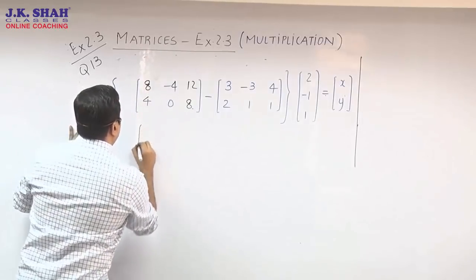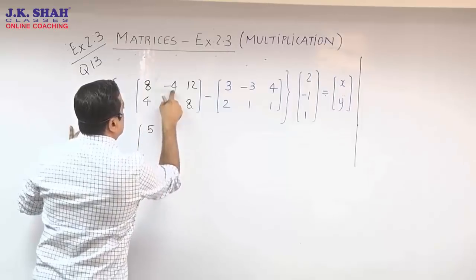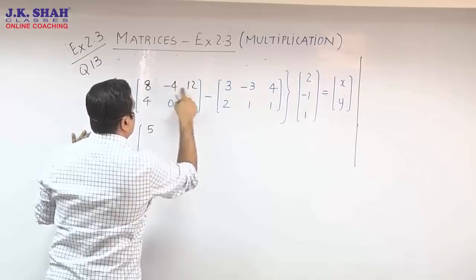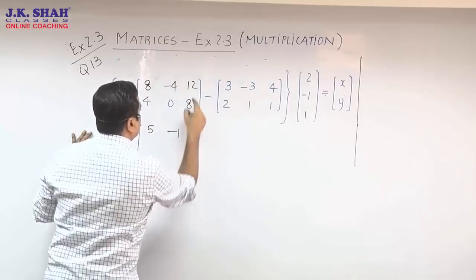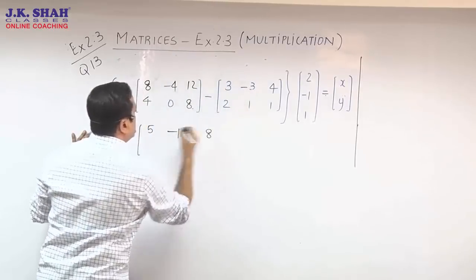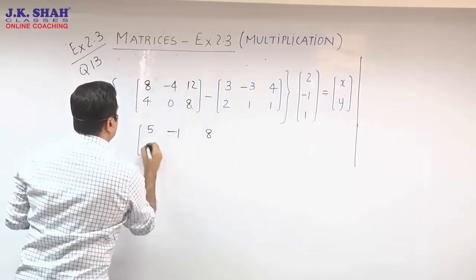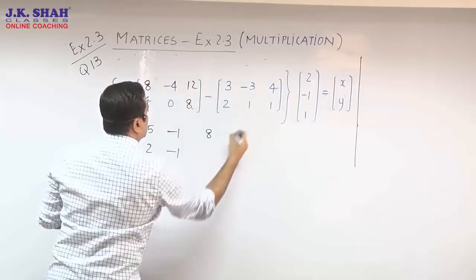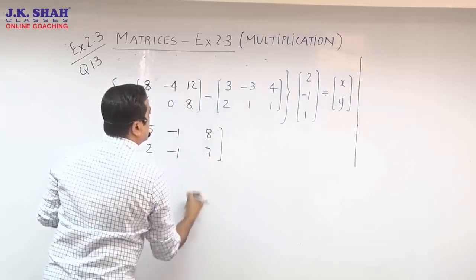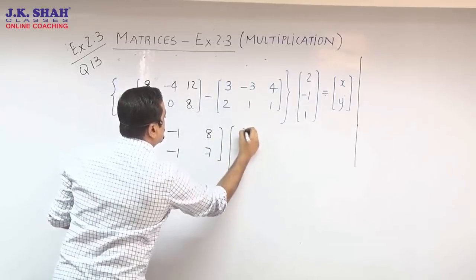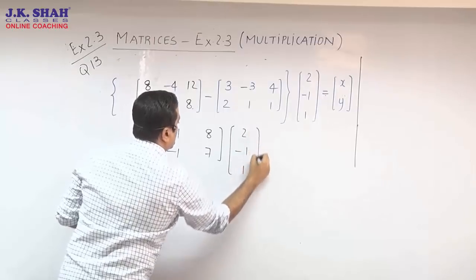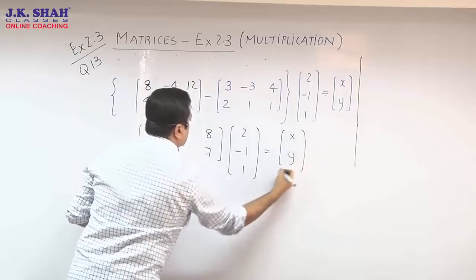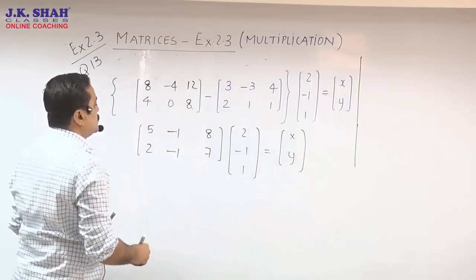So it's 8 minus 3, 5. Minus 4 plus 3. Now you need to play safe when it's subtraction. Minus 4 plus 3, minus 1. 12 minus 4, it's 8. 4 minus 2, 2. 0 minus 1, minus 1. 8 minus 1 is 7, and then multiply with 2 minus 1, 1. Now here I am not insisting you to stop your video. Let me finish off with this sum, and the next sum we'll do together.